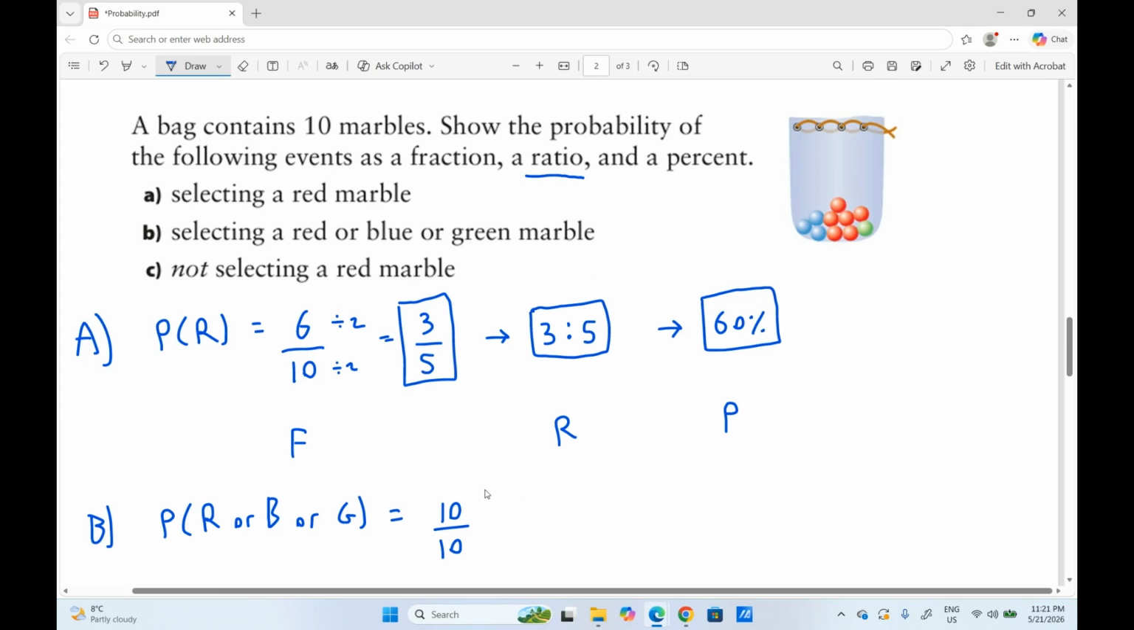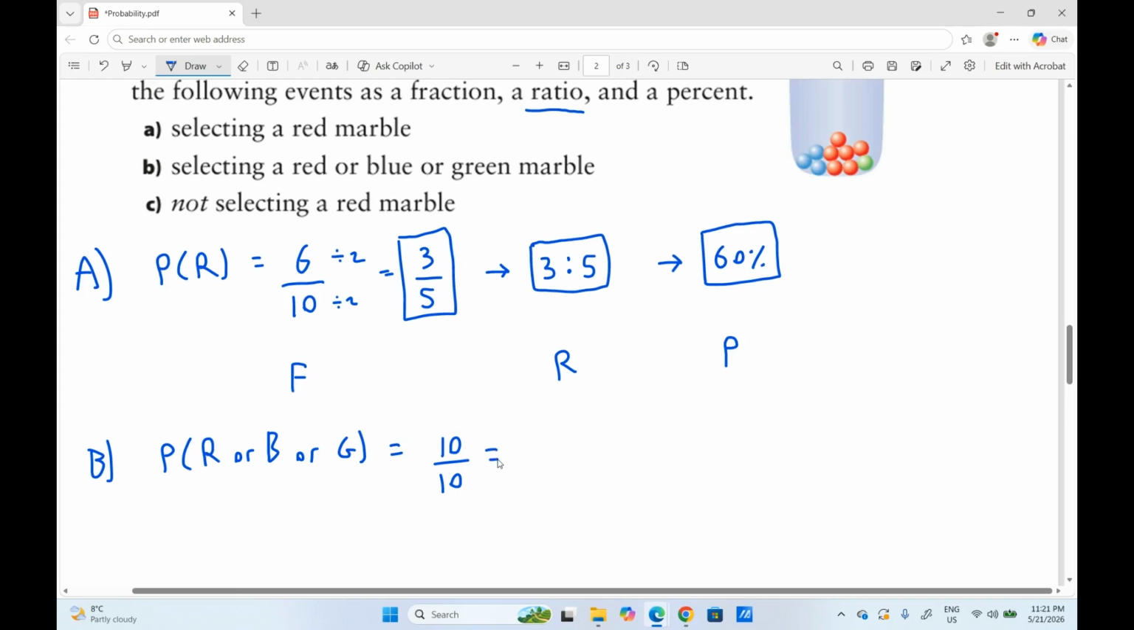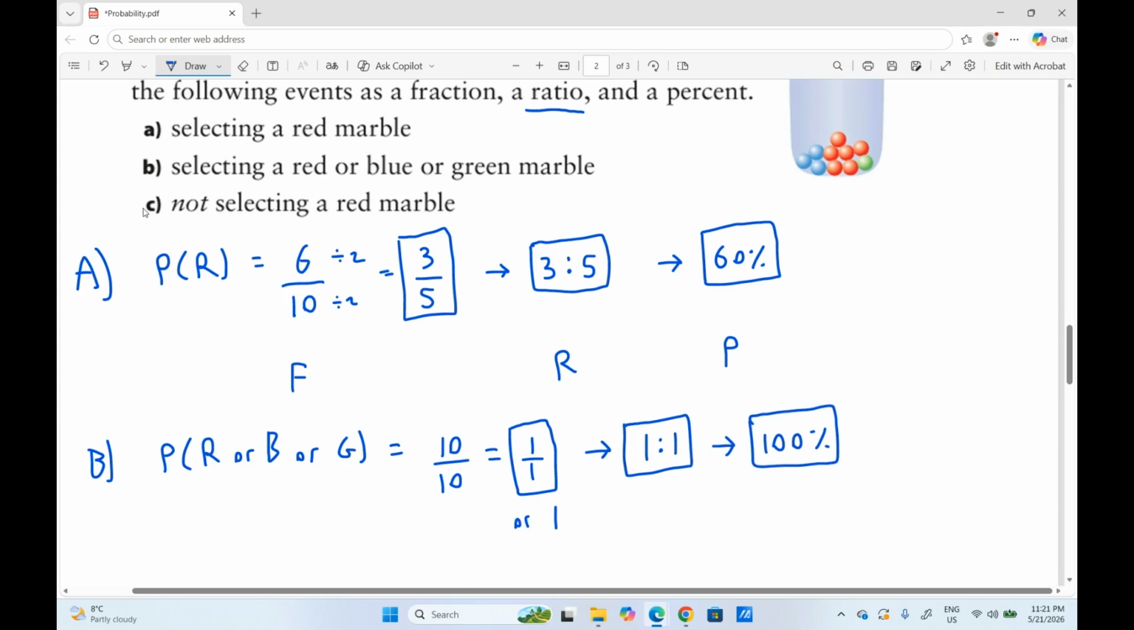So my probability is just going to be 10 out of 10, or you can just call this 1 out of 1 as a fraction. And then as a ratio, you can call it 1 colon 1. And as a percent, you can just call it 100%. So that's my answer for B here. And I guess you can also simplify 1 out of 1 to be just 1, right? That's one way to make it even more simple. So, or just 1.